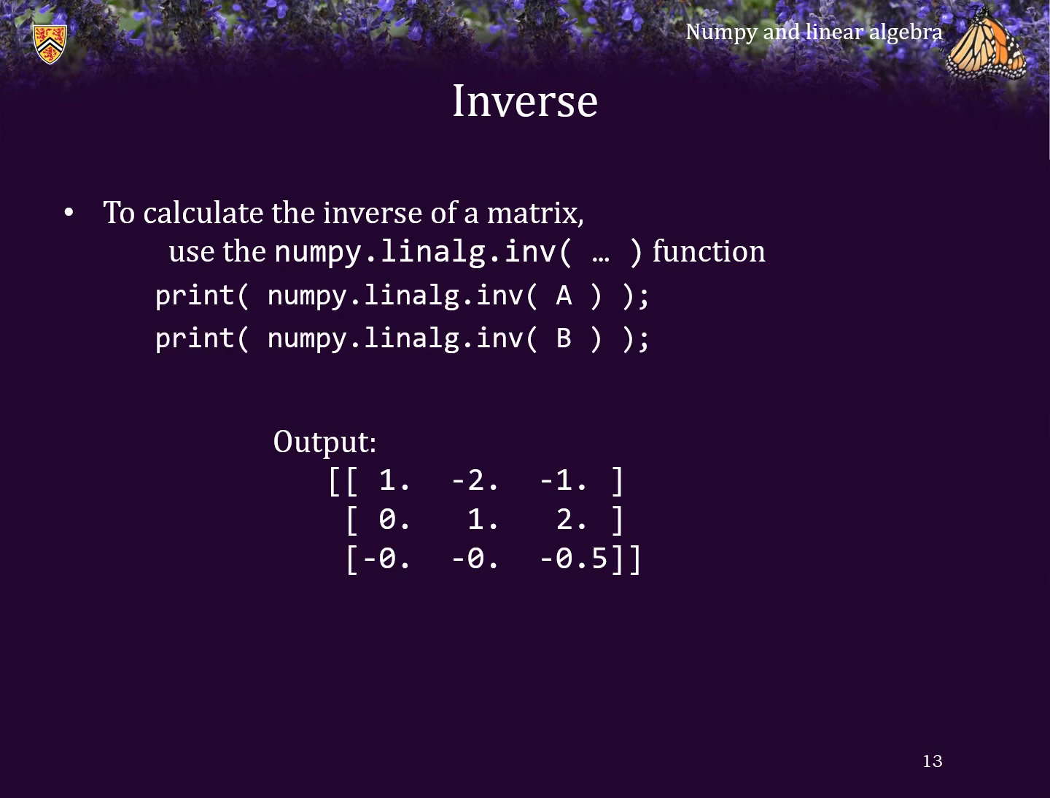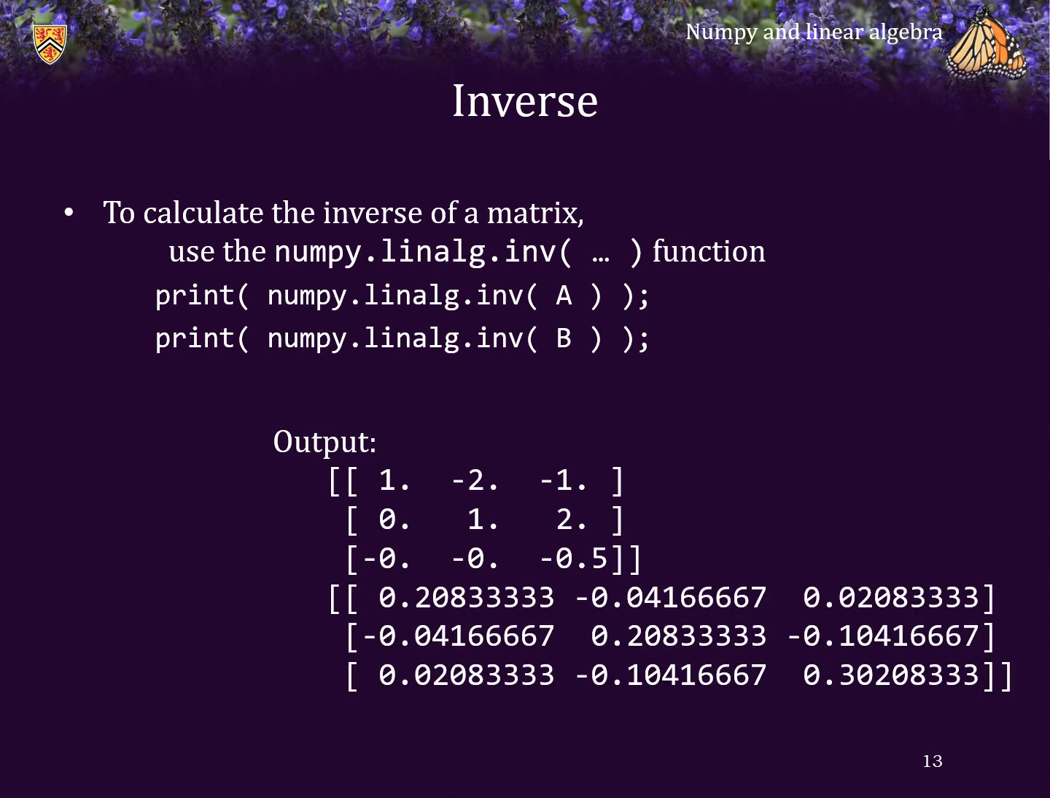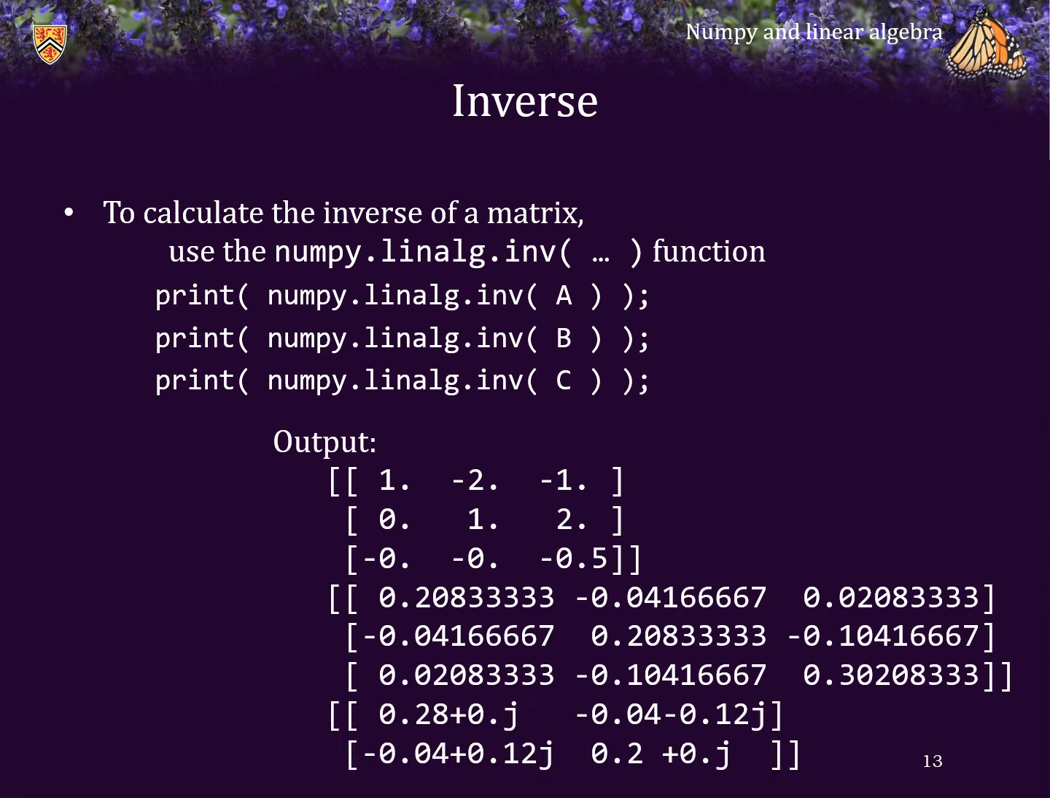We can also calculate the determinant, or the inverse of the matrix B, and the matrix B was symmetric, and as you can see here, the inverse is also symmetric, and the matrix C was conjugate symmetric, and the inverse itself is also conjugate symmetric.